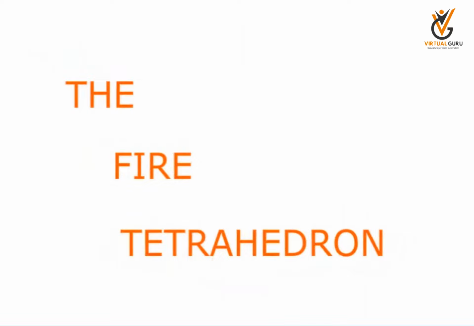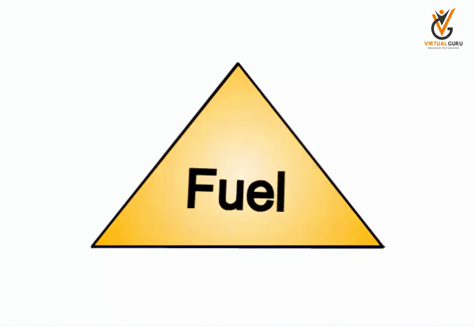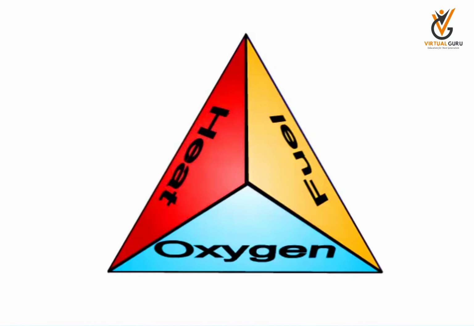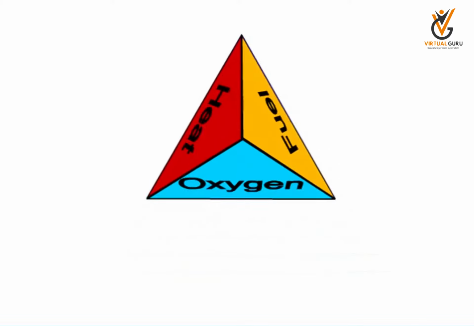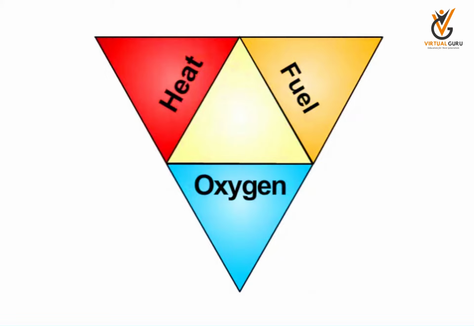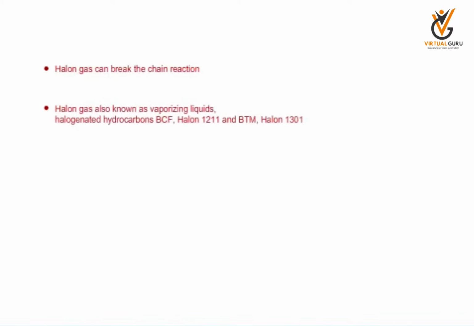The fire tetrahedron. The base of a fire tetrahedron represents the fourth component in a fire triangle. It is the chain reaction due to the molecular combination of fuel, oxygen and heat energy. When you break the chain reaction, fire does not spread. Halon gas has the capability to stop the chain reaction in microseconds. These gases are also known as vaporizing liquids.